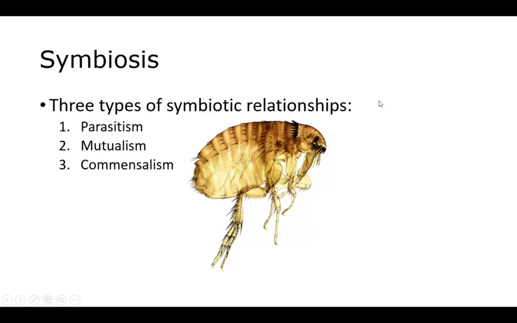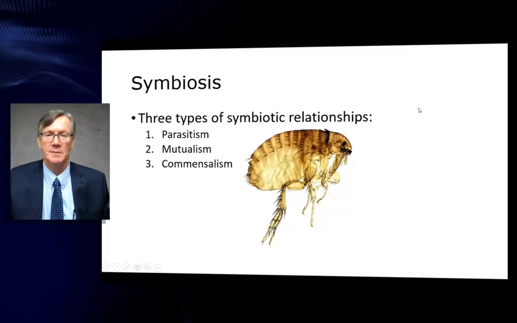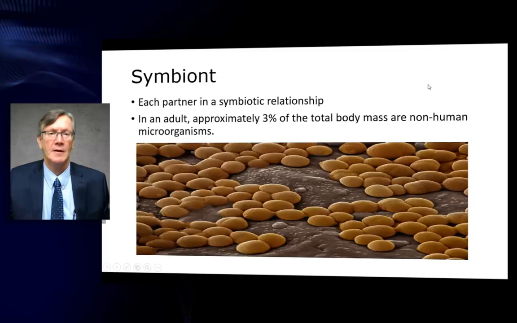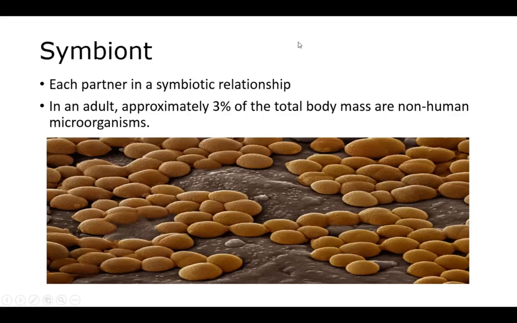Symbiosis. There are three types of symbiotic relationships. There's parasitism, mutualism, and commensalism. Do you recognize this organism? This is a flea. Symbiont. Each partner in a symbiotic relationship.